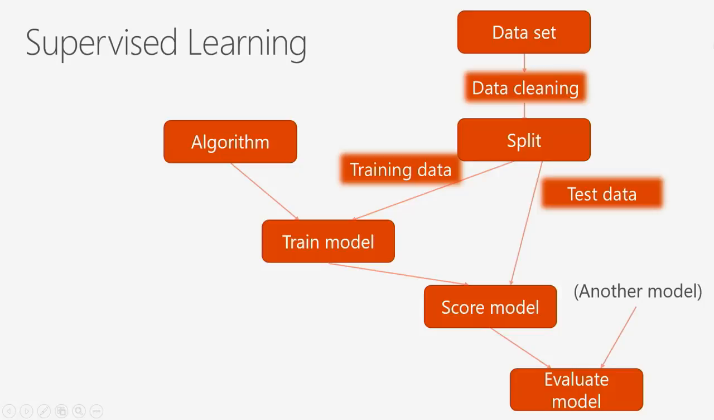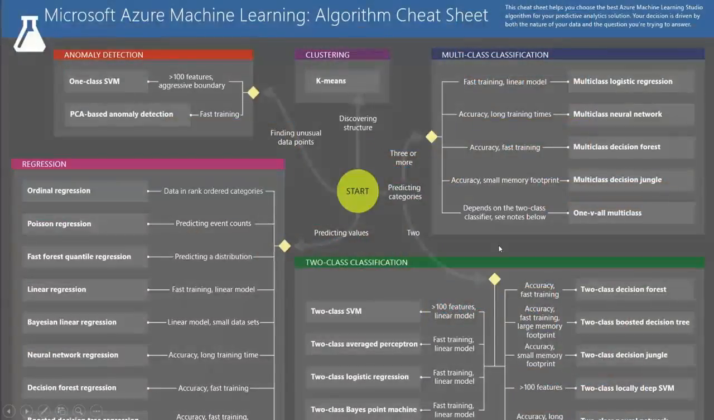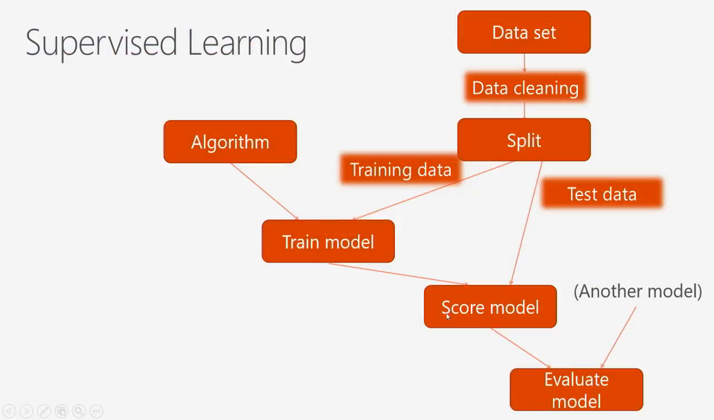Then I take this training data and use it to train a model, using some algorithm, which we'll talk about in a second. The algorithm gives you the kind of math you want to do to draw correlations between those influencing factors and the thing you want to predict. It spits out a model, and then you apply the test data to the model here in the scoring option.